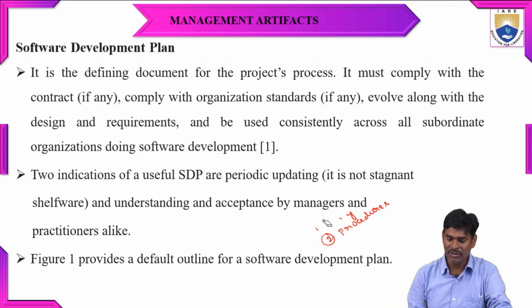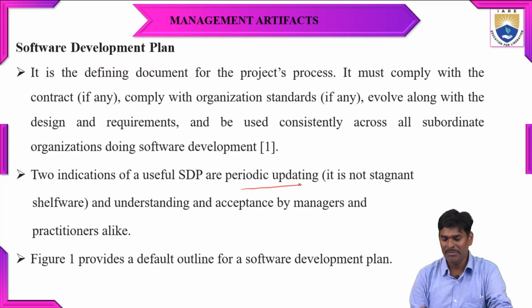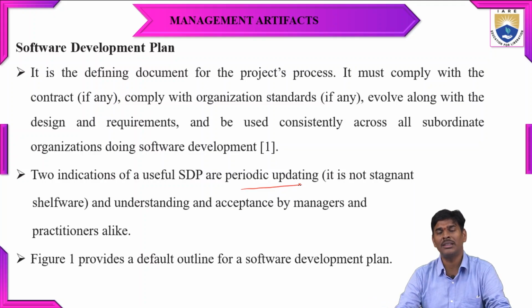In this software development plan, mainly we have two indications. One is periodic updating, which means we need to check the periodic updates in the software development. There should not be any stagnation. They should not stop the work, and they need to update each and every time the periodic updates happen.